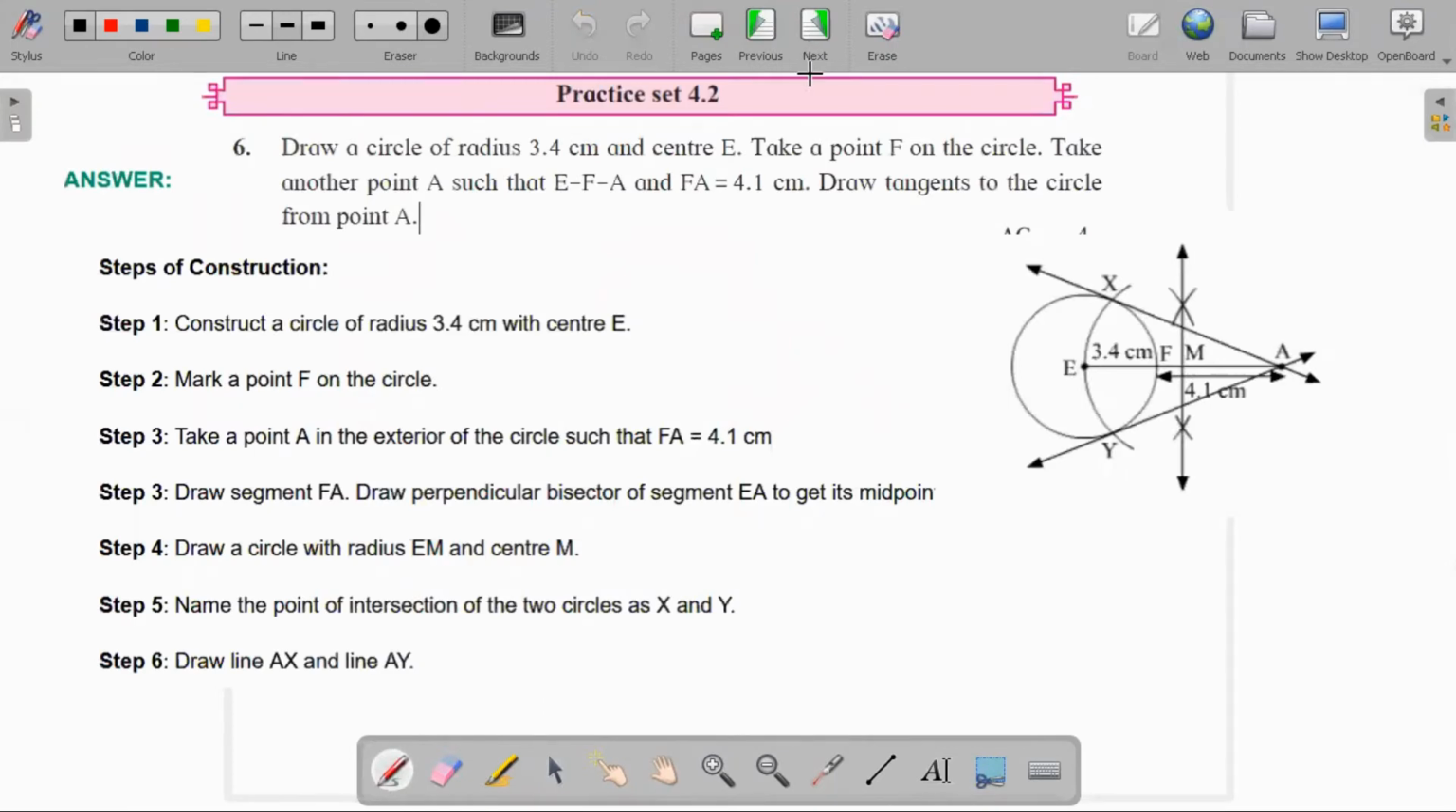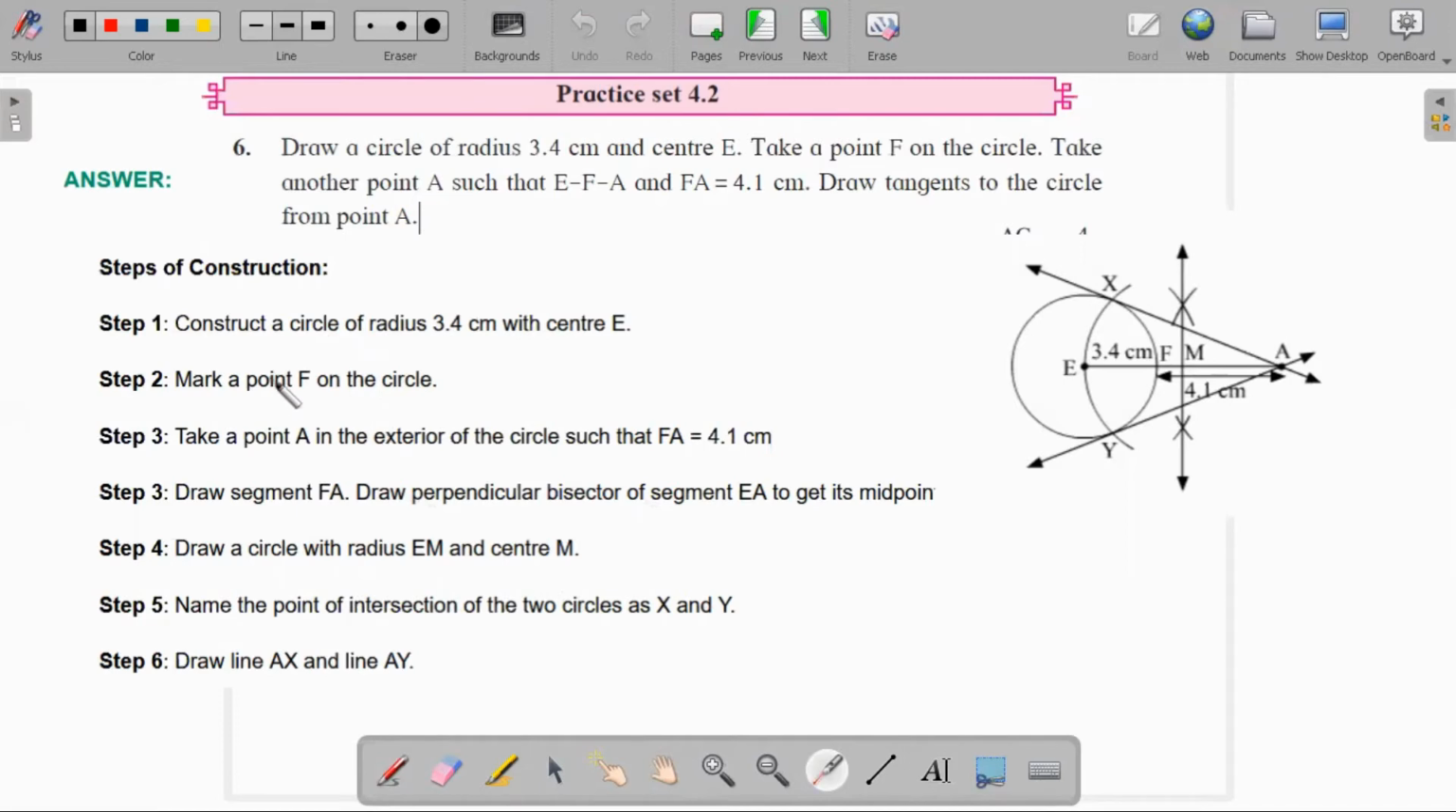Let us do one more sum. That is the sixth one. Draw a circle of radius 3.4 centimeters and center E. Take a point F on the circle. Take another point A such that EFA, that means F lies between E and A. Distance between FA is 4.1 centimeters, and draw tangents to the circle from point A.